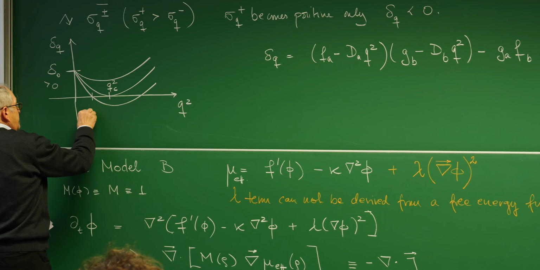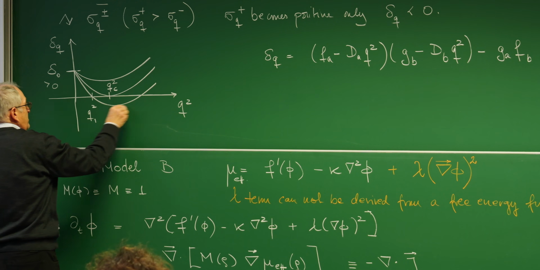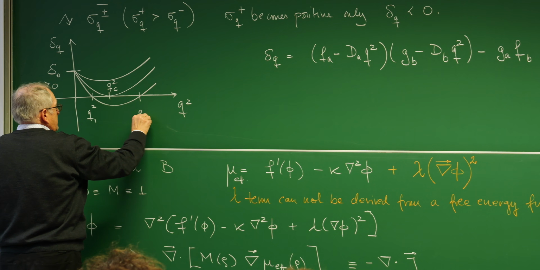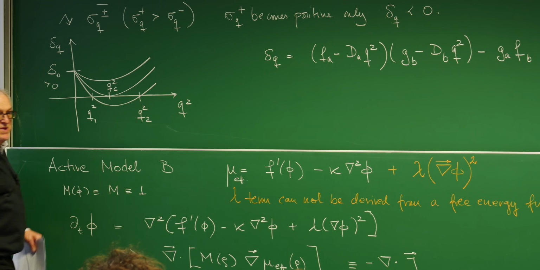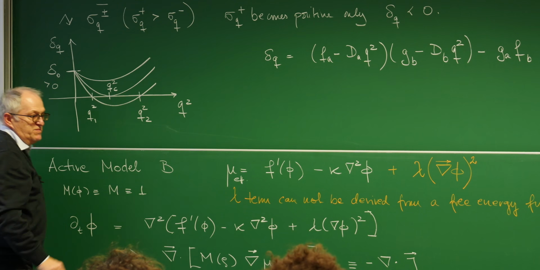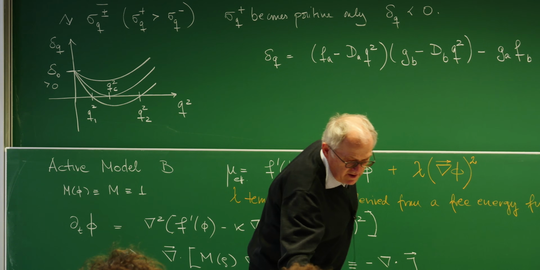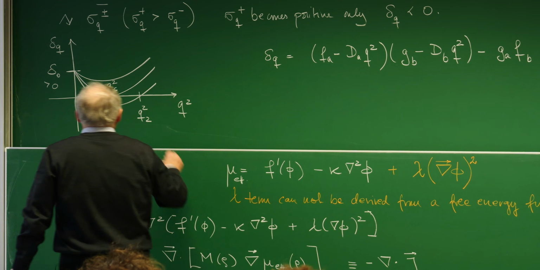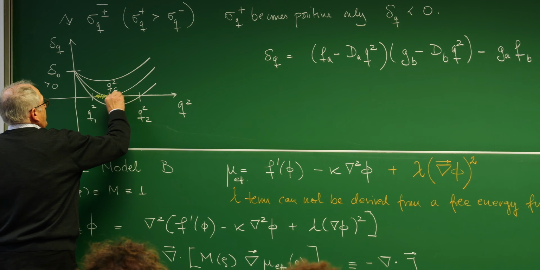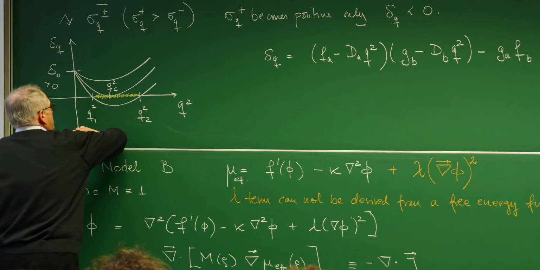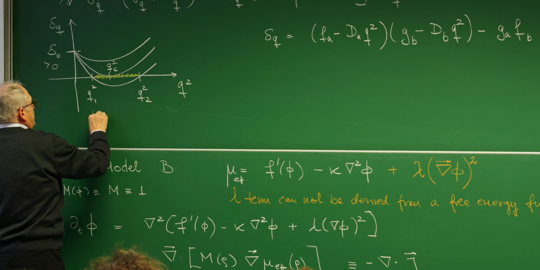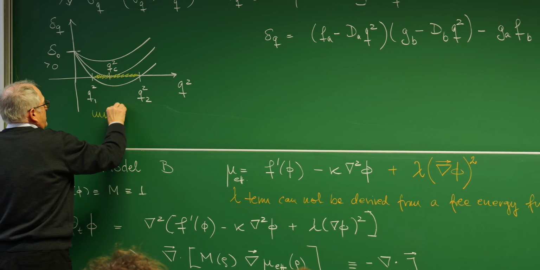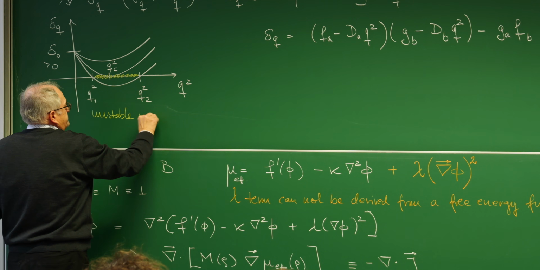And here on the left and on the right you have a band. And this band defines the band of unstable modes. When you're here in between, then the determinant is negative. So meaning that for that band between Q1 and Q2, you have unstable modes.